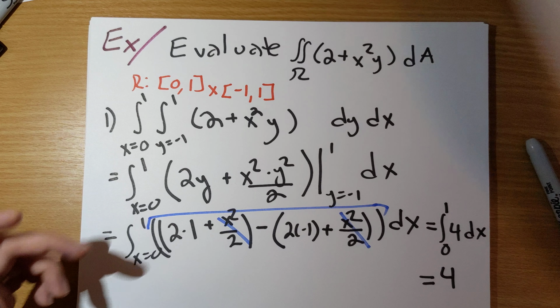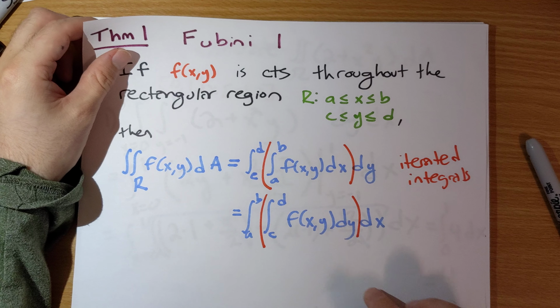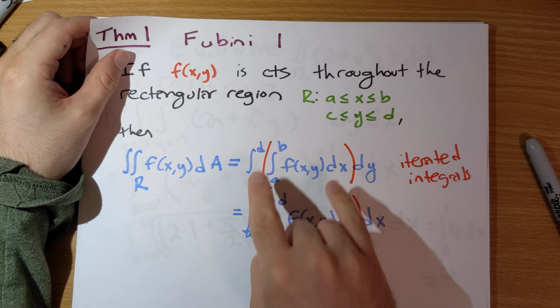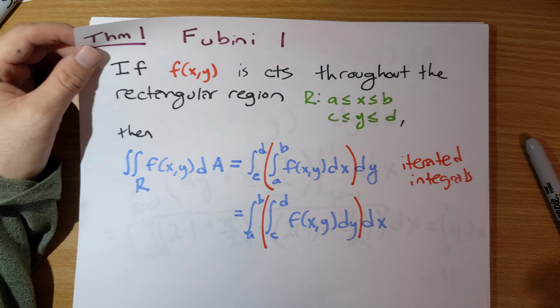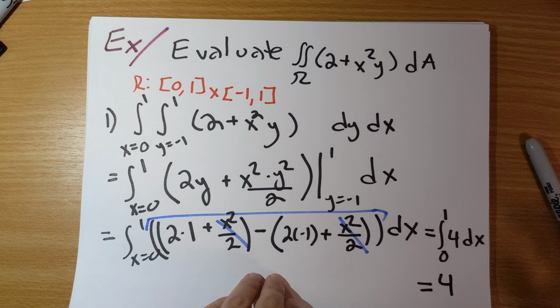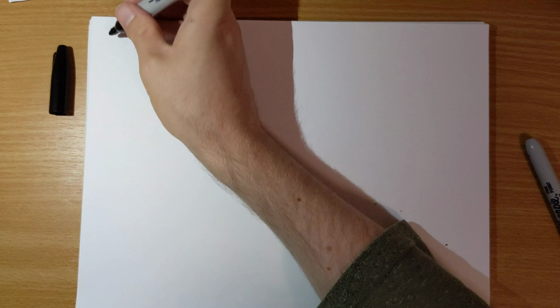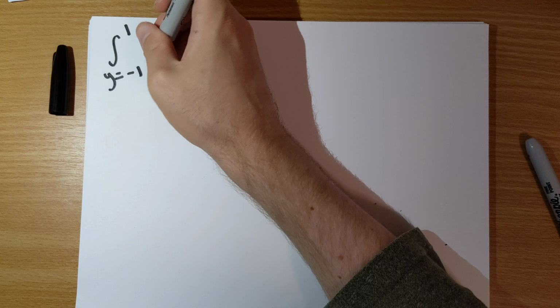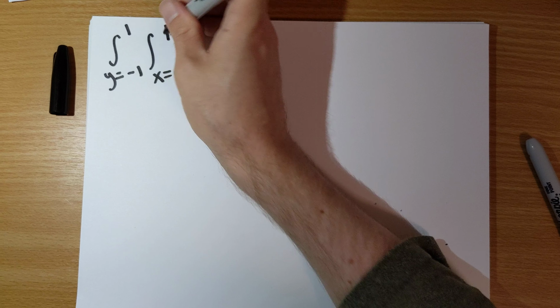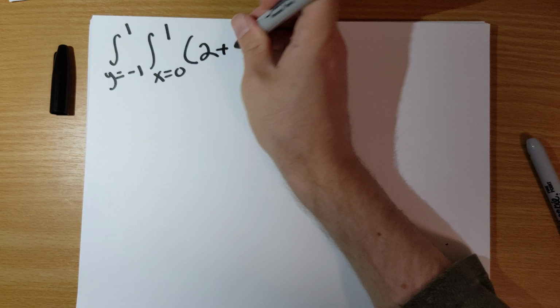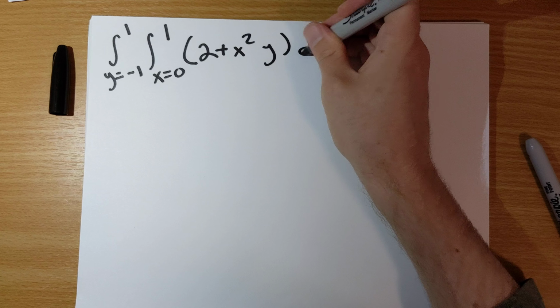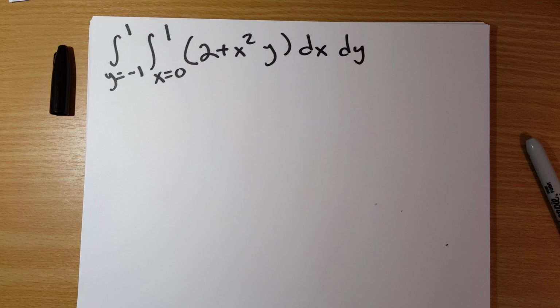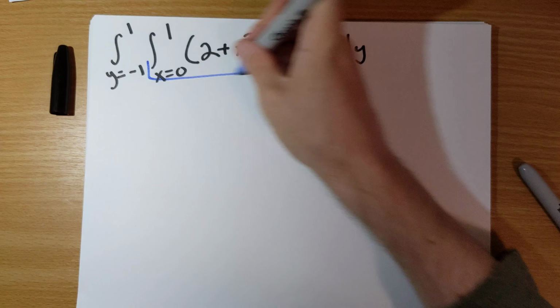Okay, so that's our first example of iterated integrals with Fubini. But Fubini promises us that we can do this in either order. We did the first one above. Now let's do one where we integrate with respect to x first. Same problem, just integrate with respect to x first. The y bounds will be from negative 1 to 1, the x bounds will be from 0 to 1, of 2 plus x squared y, dx dy.